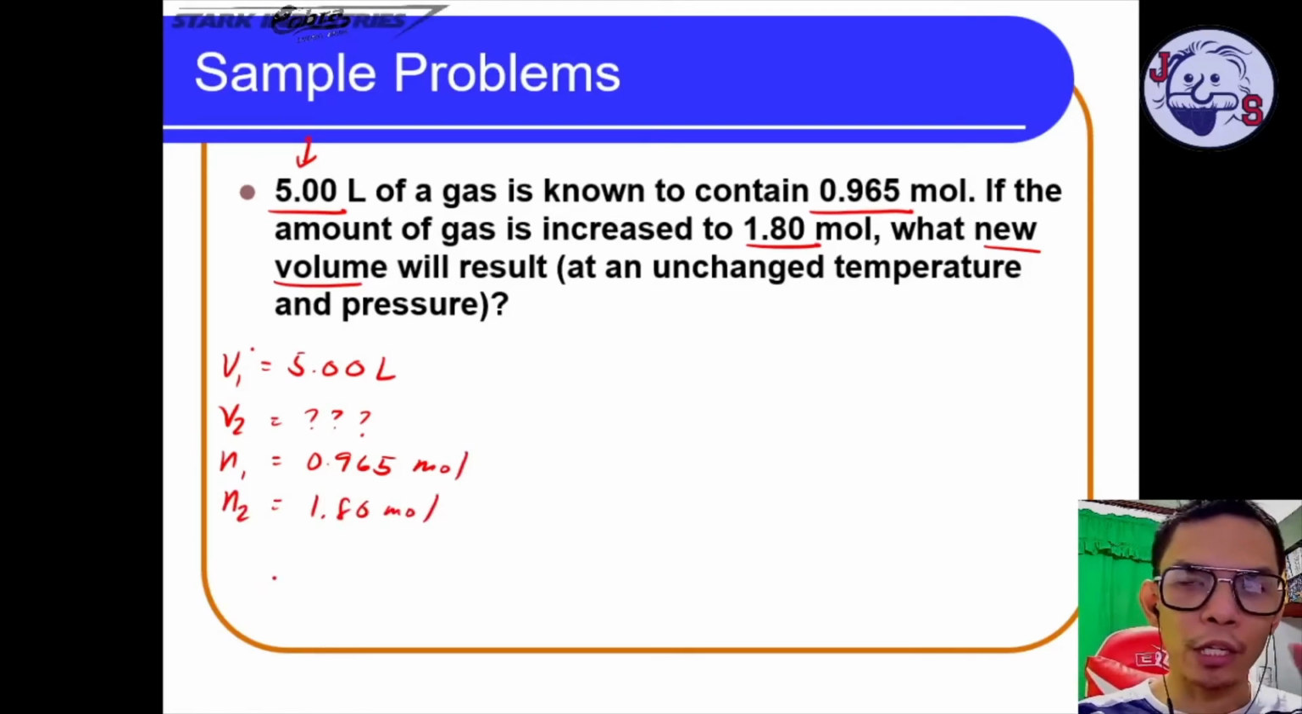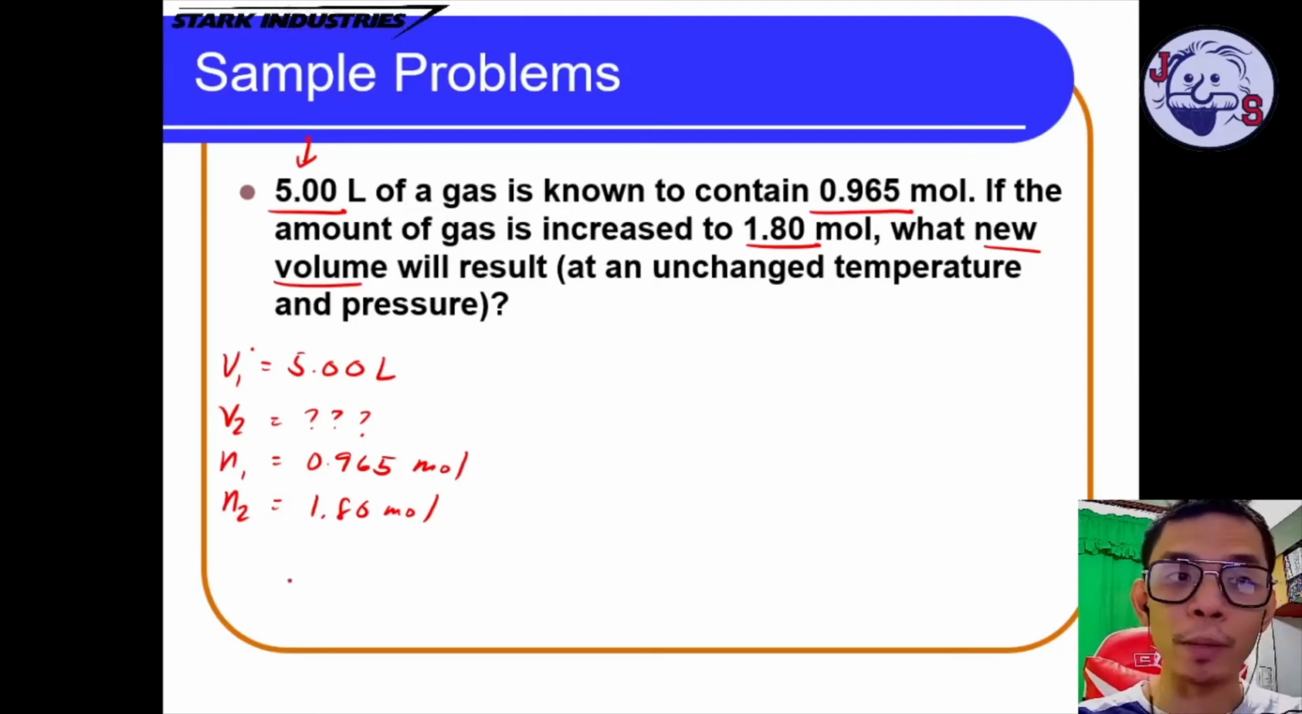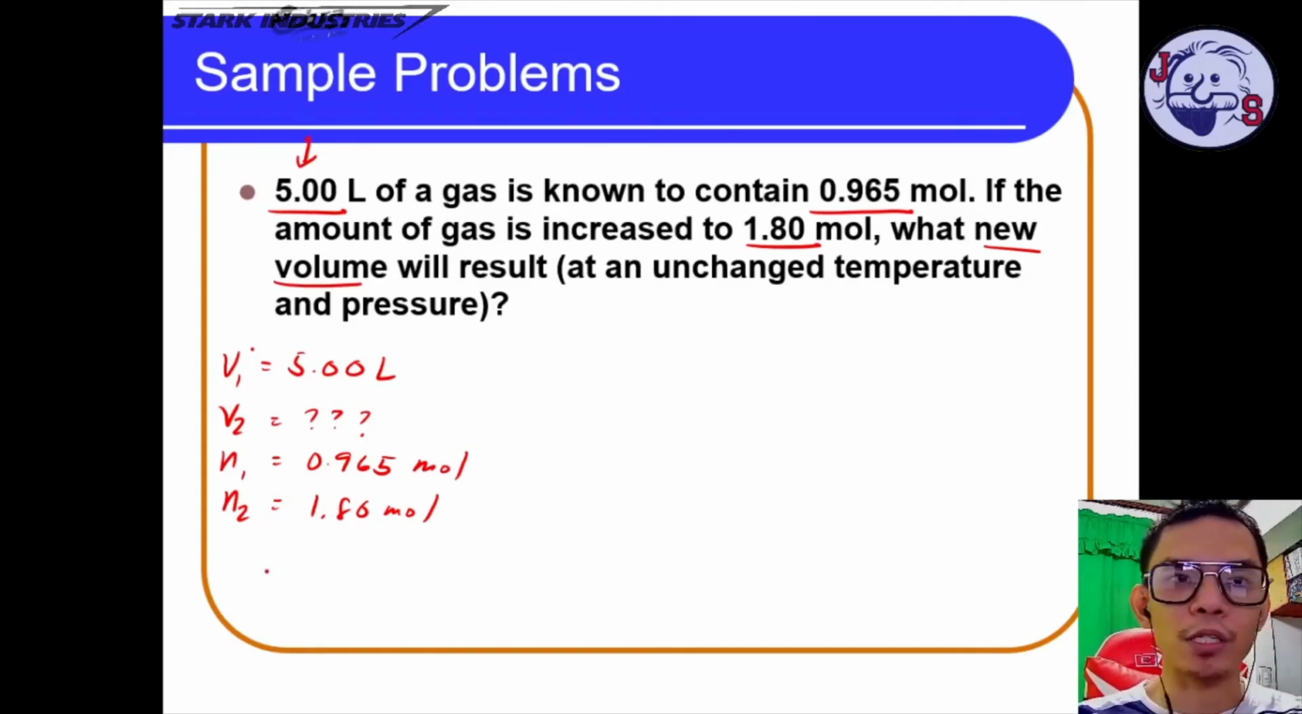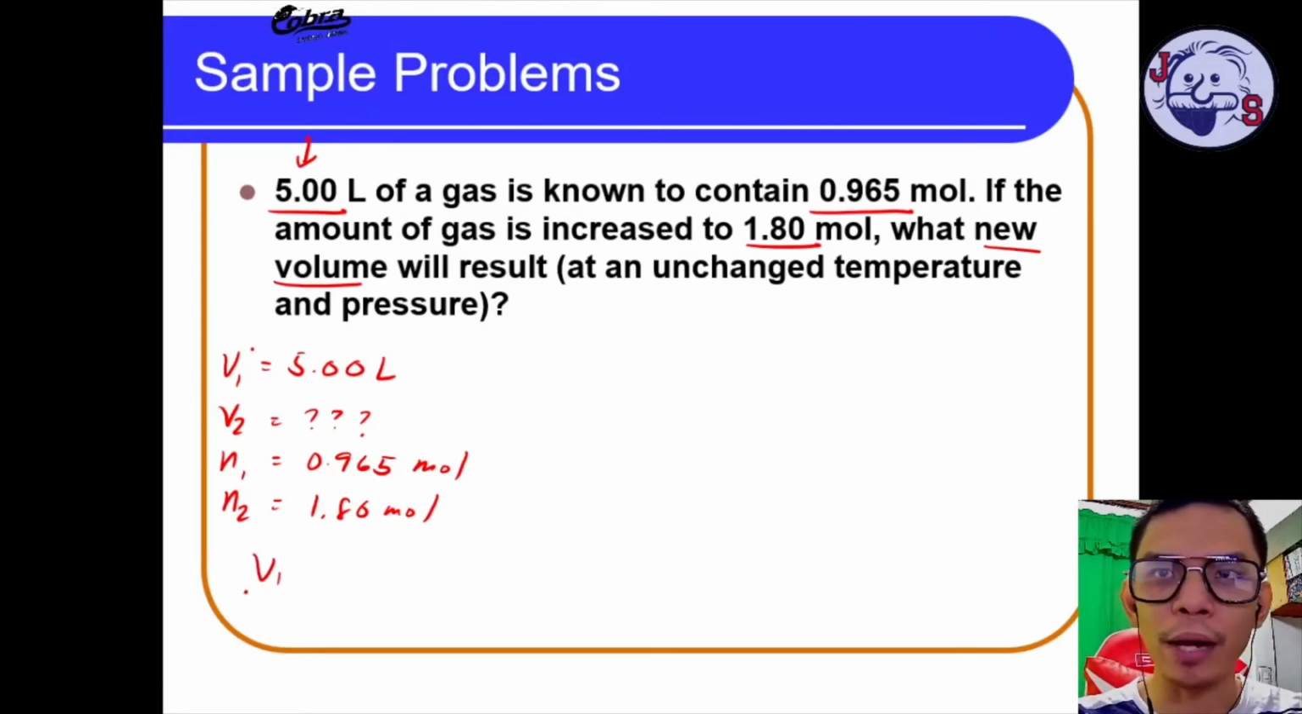In order to solve this one, we are going to use the basic formula for Avogadro's law, based on Avogadro's idea, which is that volume is directly proportional to the amount of gas. So V1 over N1 is equal to V2 over N2.